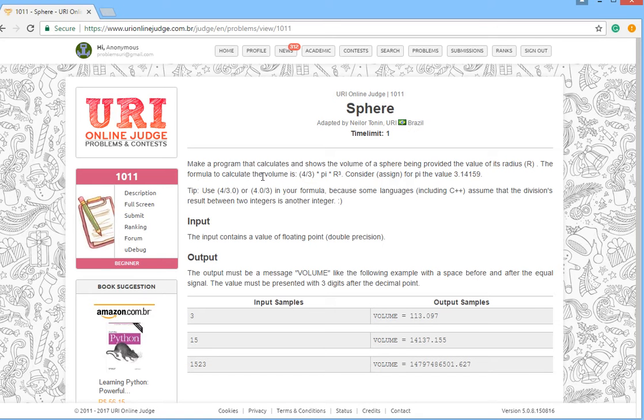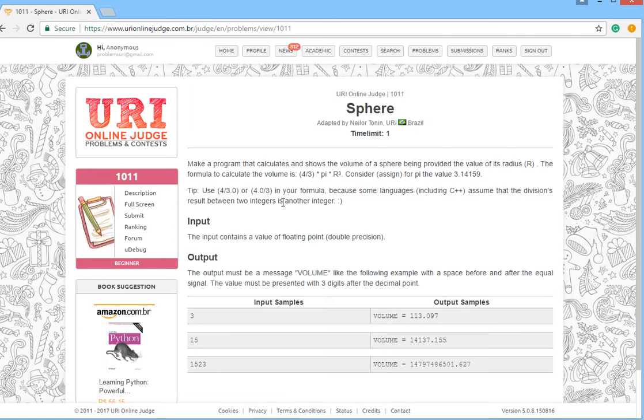The formula to calculate the volume is 4 over 3 pi r to the power of 3. Consider as n for pi the value. It's the value for pi. And a tip: use 4 over 3.0 or 4.0 over 3 in your formula because some languages like this.